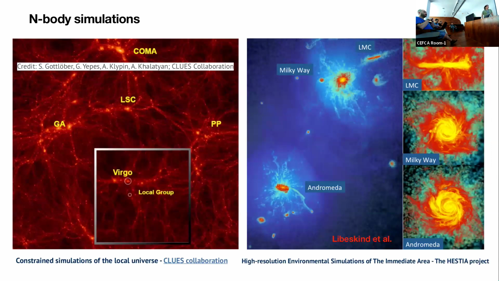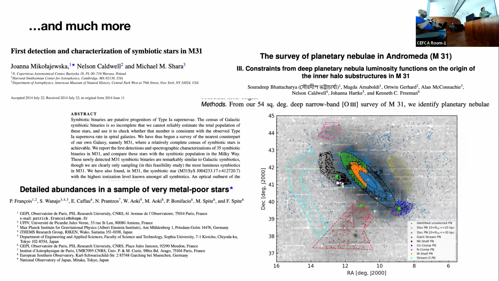We have colleagues doing N-body simulations in the Local Group. We will use whatever is available once we have all the data to try to understand what theory is telling us and what observations are showing us. Much more, okay? Detection of symbiotic stars, we will be able to find them. We can create a planetary nebula catalog. Extremely metal poor stars, also a very hot topic in the Milky Way, we will be able to do it in M31.